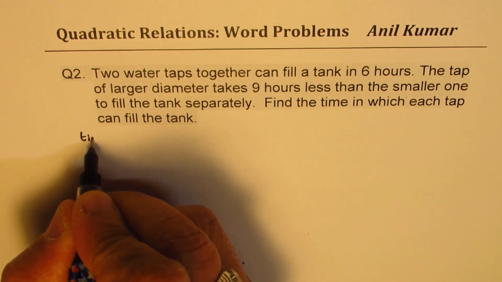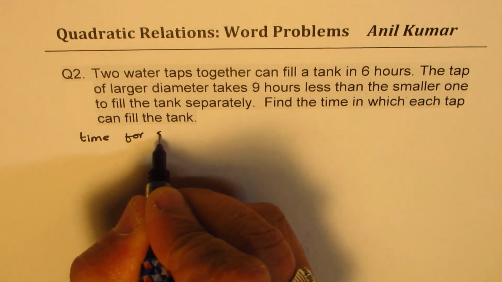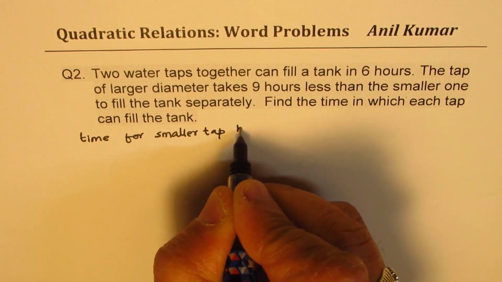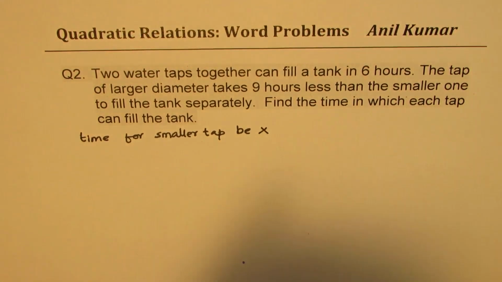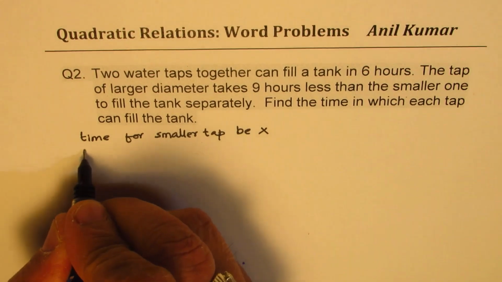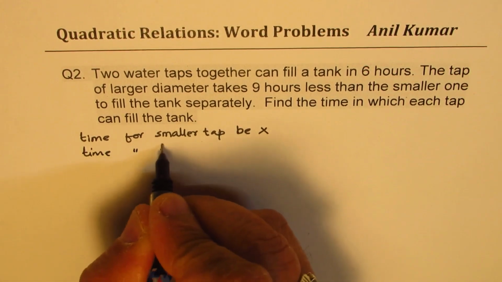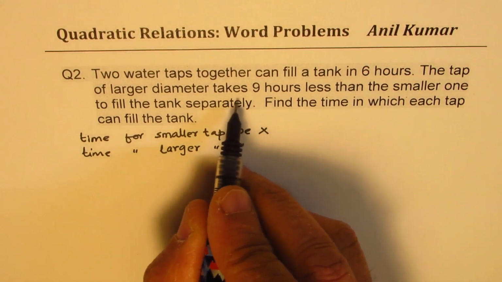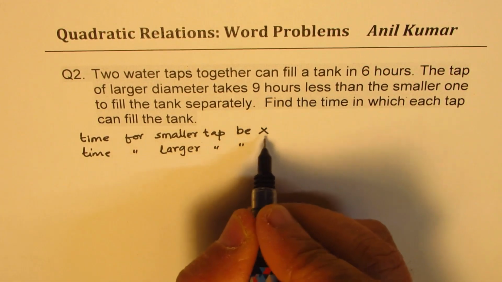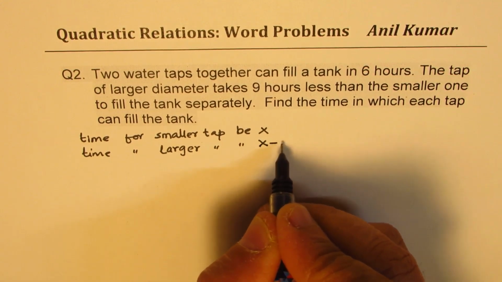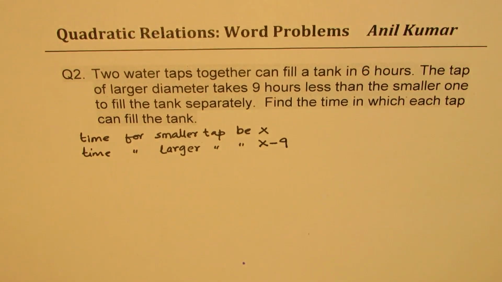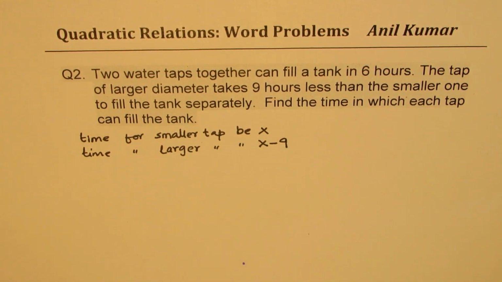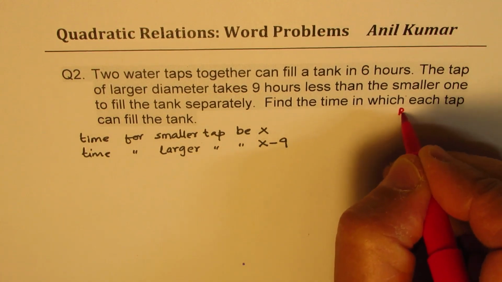So time for smaller tap be x, right? Then in that case, time for larger tap will be what? It takes 9 hours less, right? All are in hours, so it will take x minus 9. You get the idea. Now, whenever you're working with such questions where rate is involved, the key strategy here is to find the rate.